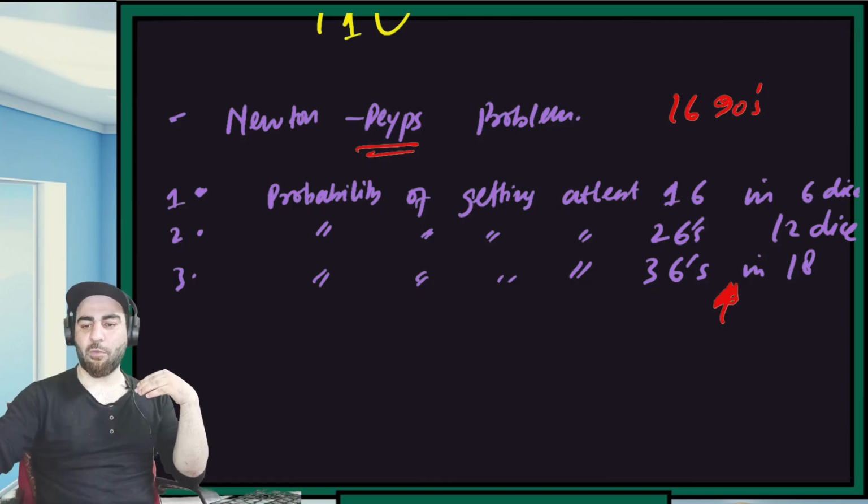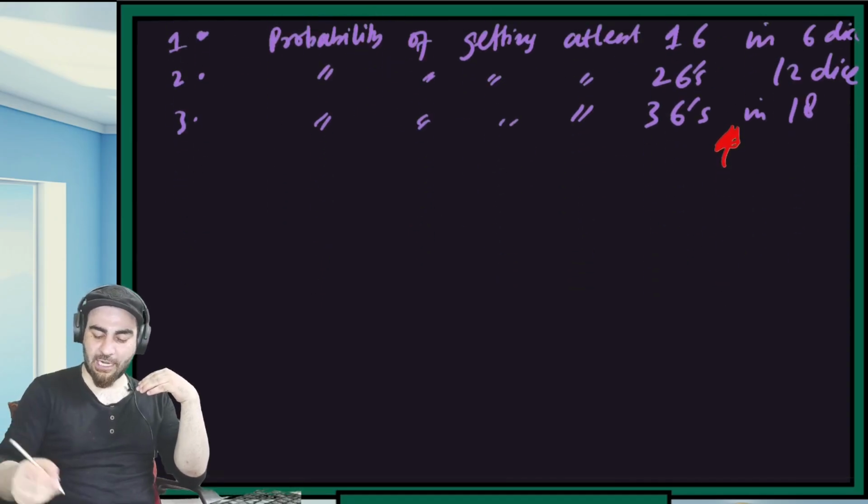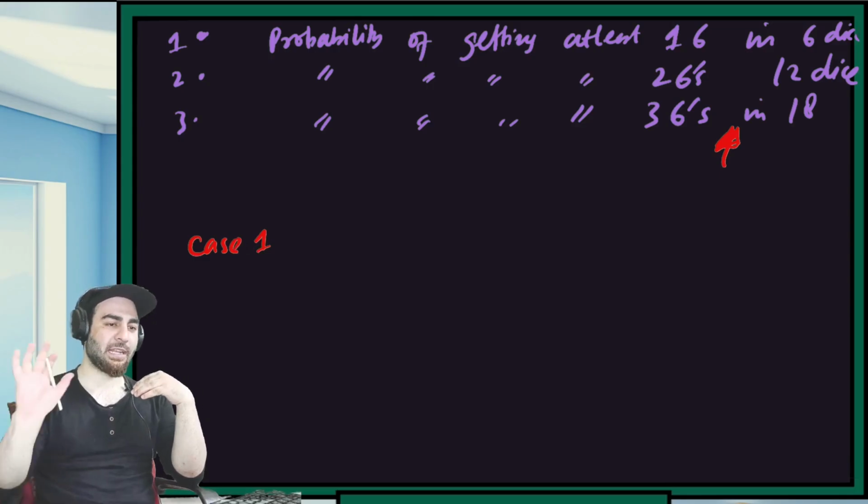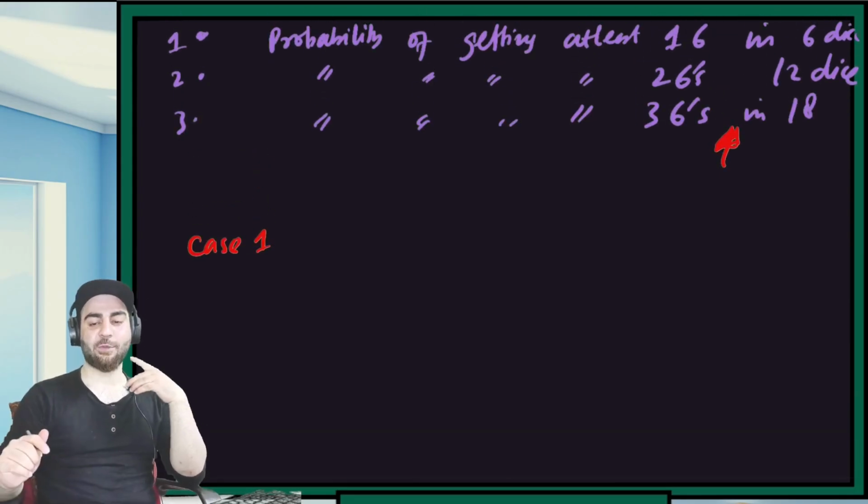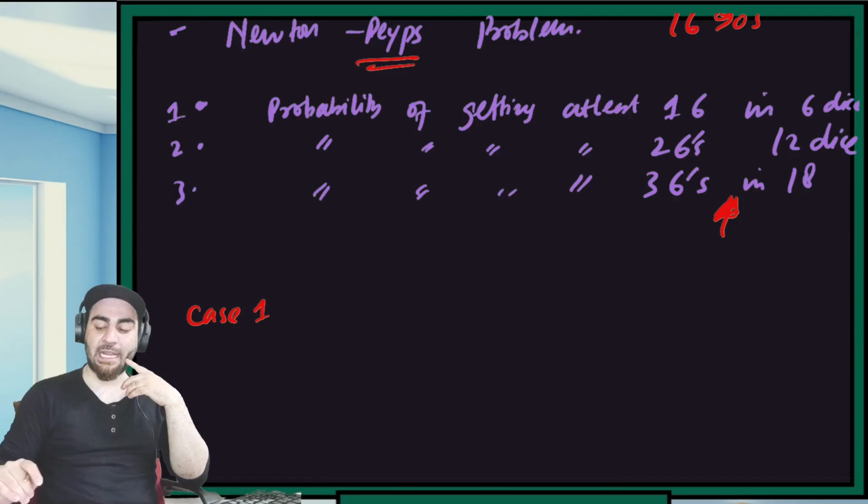Okay, so we'll first start with case 1. We'll make it in 3 cases: case 1, case 2, and case 3. I have the numbers written over here, so I'll directly read the numbers from there. So case 1 is this: the probability of getting at least one 6 in a die roll.